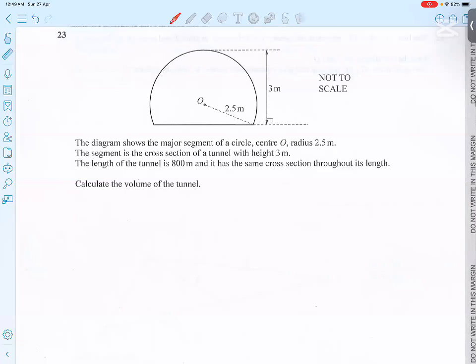Question number 23, students, we have the last question of the paper. He said the major segment of a circle has radius 2.5. When I have a circle, let me tell you again, maybe you don't know major and minor. If we have a chord, it divides the region of the circle into 2 portions. The lower one is called the minor segment.